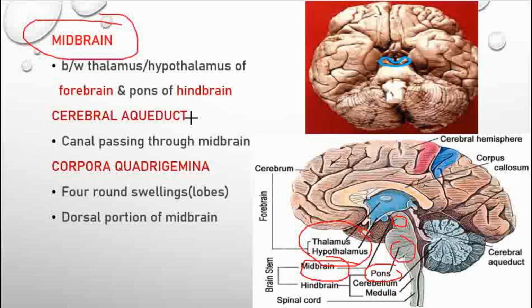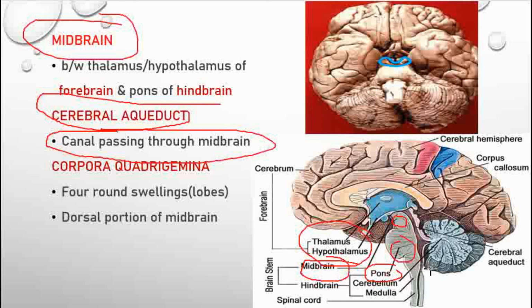And we have the cerebral aqueduct. What it is, is nothing but a canal which passes through the midbrain. So here you can see that cerebral aqueduct. It is like a canal that passes through this midbrain, and what is this cerebral aqueduct for? It is to conduct the cerebrospinal fluid. A duct carries something, and in this case it carries cerebrospinal fluid.